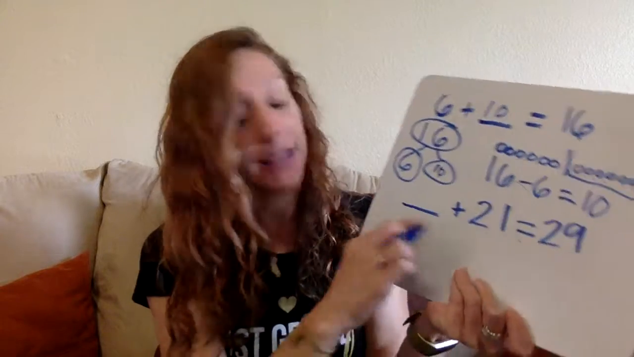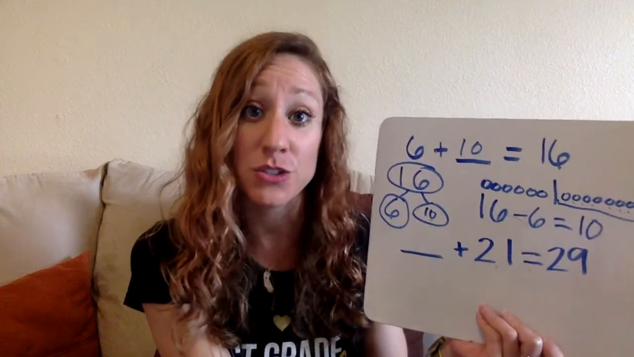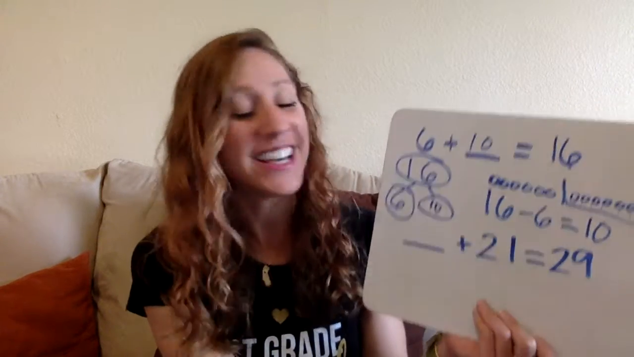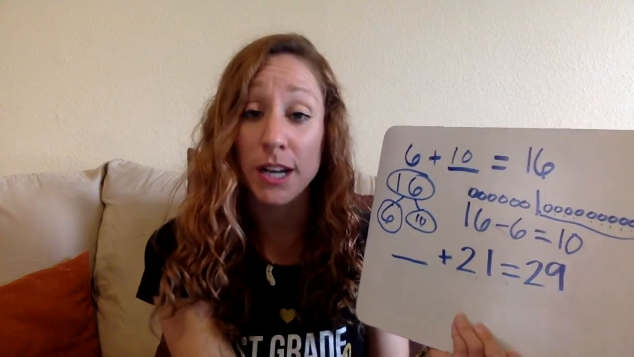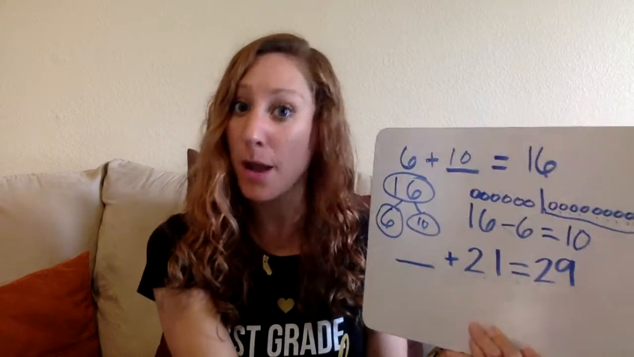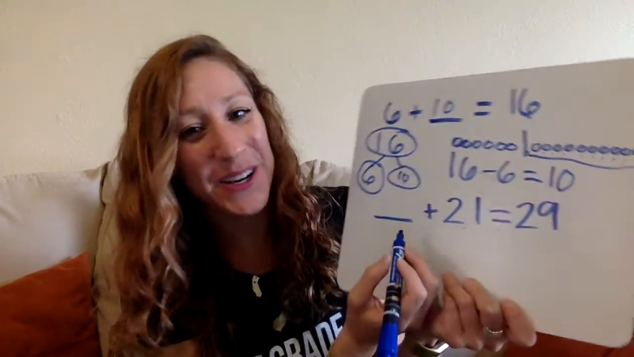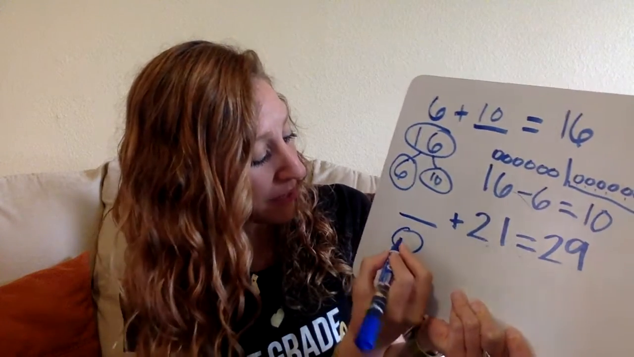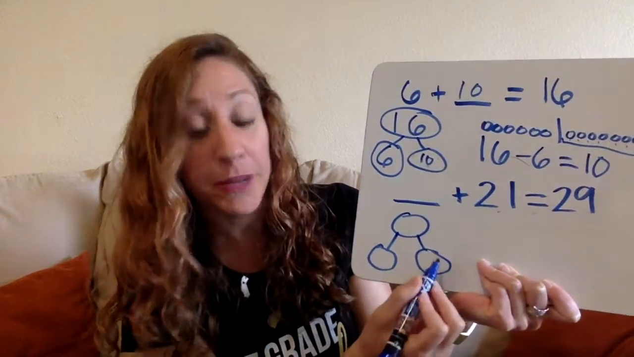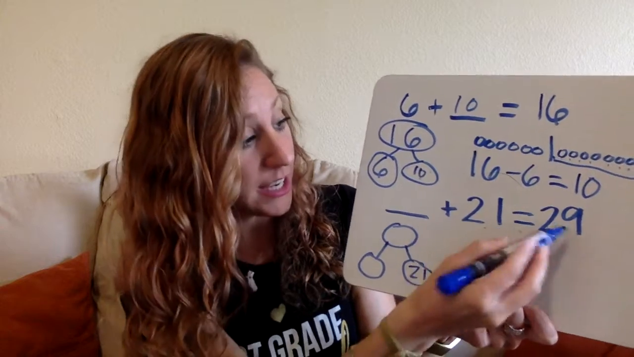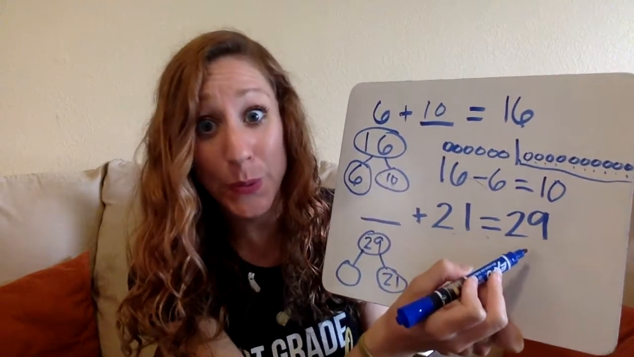Now with this one, I would use the same strategies. I don't have enough cubes, but if you have objects you can use, go for it. As we get into bigger numbers, I find other strategies a little bit more helpful because counting out objects can take a really long time when you have 100 of them, right? So for this, here's my number bond. I don't know what the first part is, but I do know the second part is 21, and the whole is 29, because part plus part equals whole.